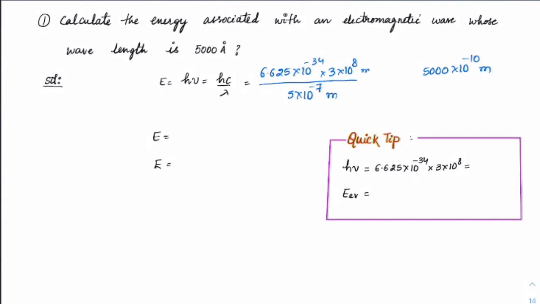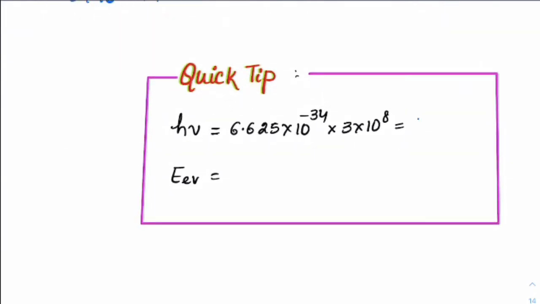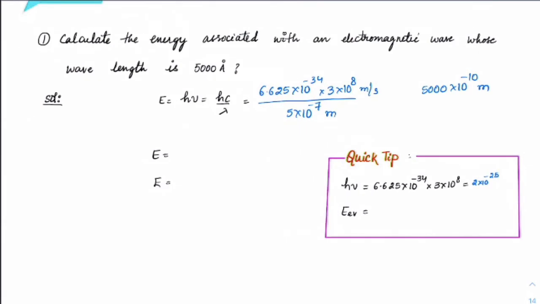And the speed is in meters per second. Now, whenever you multiply these two, you can easily remember that this value comes out to be approximately 2 into 10 raised to the power of minus 25. So while solving, wherever you get h and c multiplication, directly write 2 into 10 raised to the power of minus 25. Easy to solve. So you will get the energy as approximately 4 into 10 raised to the power of minus 19.